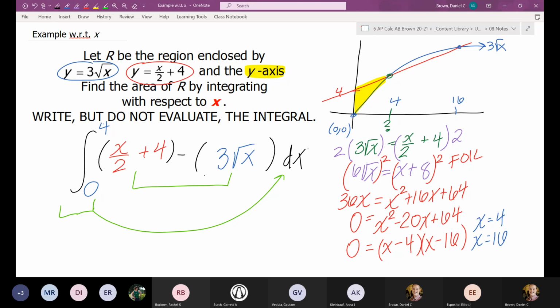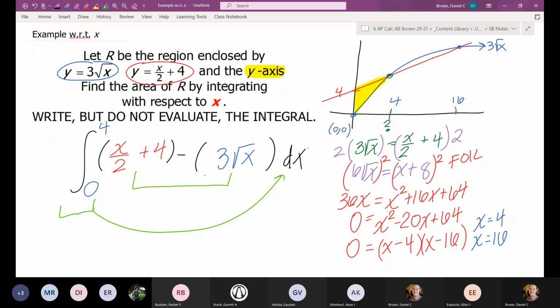Evan, you have a question. So on the AP exam, when we're trying to maximize the points, if we just have no clue what to do, if we just write the integral with no numbers on the limits and just dx, would we just? So if you just had an integral with dx, that would be no points.